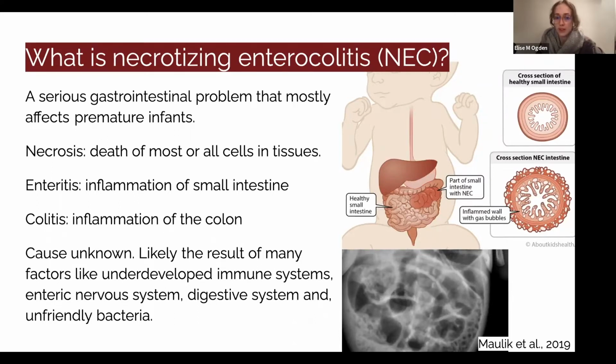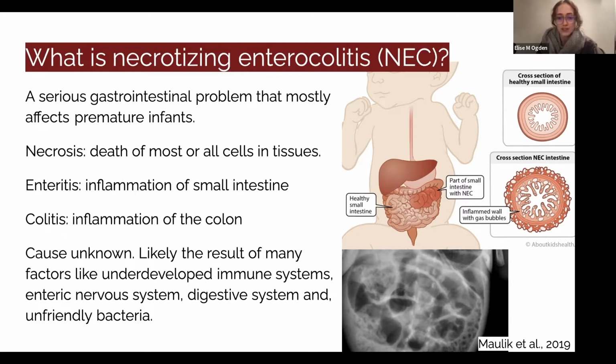The enlarged bowel and air bubbles seen in the diagram and X-ray are from gas produced by bacteria within the wall of the bowel. So NEC is an extreme stage of intestinal inflammation that can destroy the tissues we need to absorb nutrients and regulate the amount of water and electrolytes leaving the body.